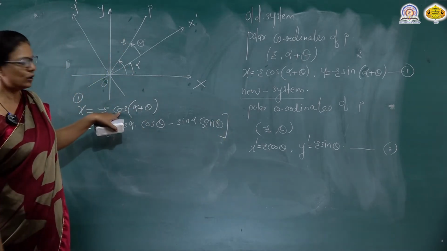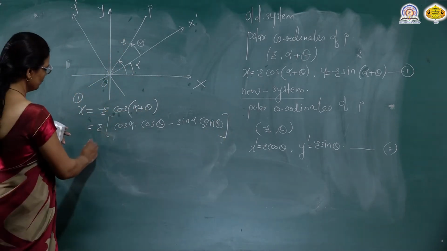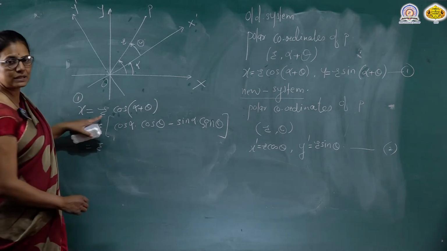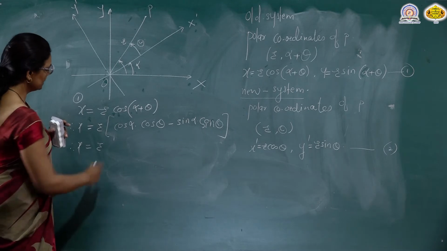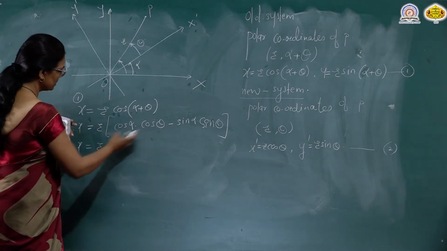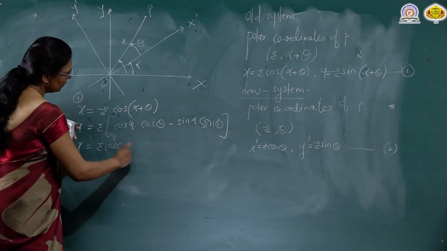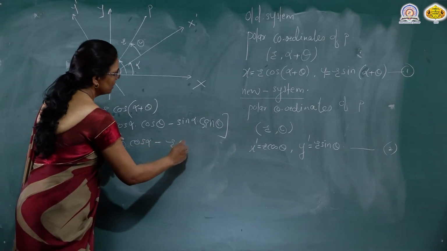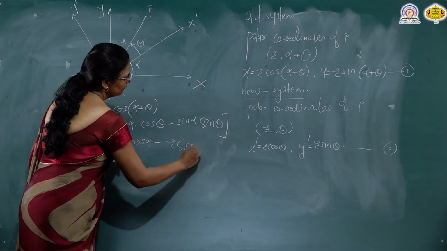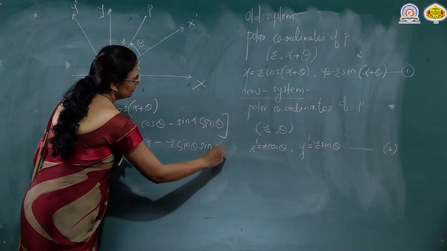This is the formula for cos of alpha plus beta. Now just open the bracket here. So this can be written as x is equal to r. I just shift this term here first: r cos theta into cos alpha minus r sin theta into sin alpha.